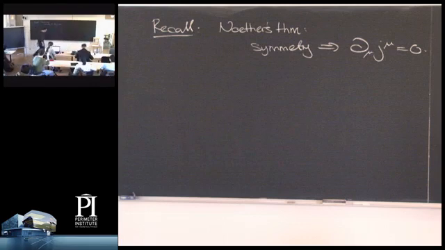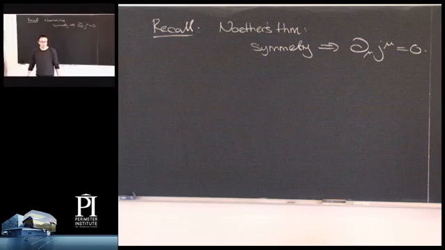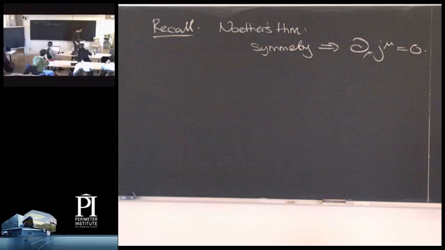And is it an if? No, it's not. There are particularly interesting conserved charges and currents that don't come from symmetries of the theory, but come from topological aspects of the theory. So, for example, there are things called solitons in certain theories that have an associated current, but it doesn't come from a symmetry. So it's not an if and only if.